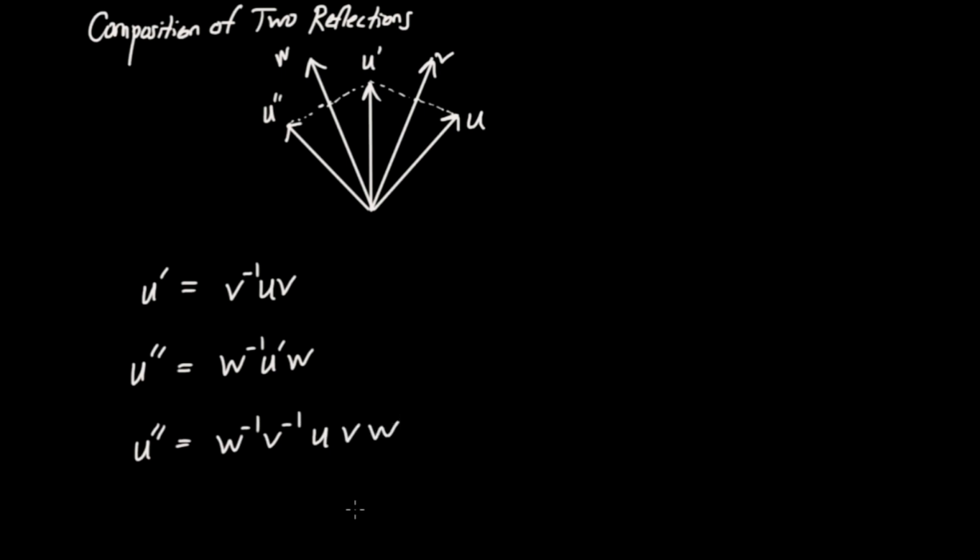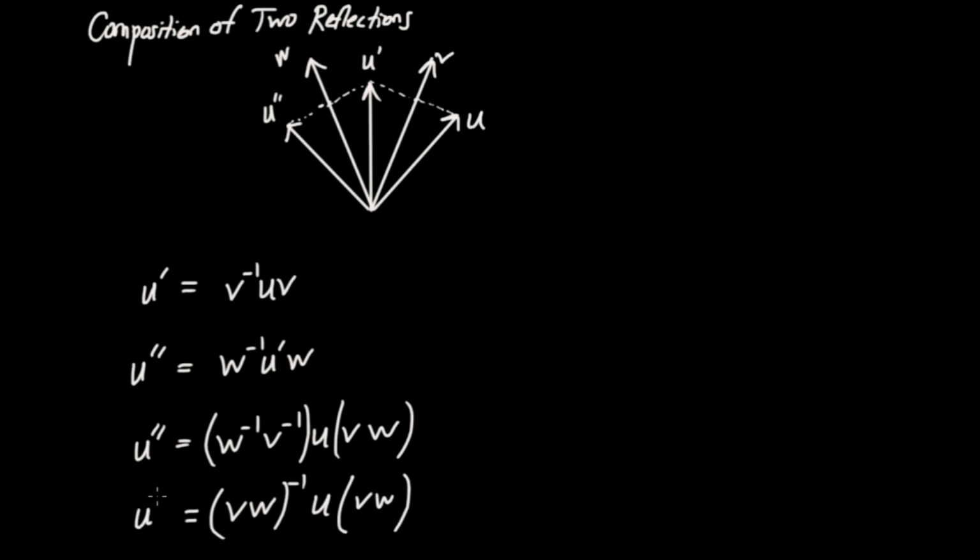v, w. And just to make this a little bit easier to read, I'm going to throw in some parentheses, even though the geometric product here is associative, so it doesn't actually matter where I stick these parentheses. What I'm going to do next is rewrite w inverse v inverse in the following way, as the inverse of vw, and then u times vw. And this is still equal to u double prime.